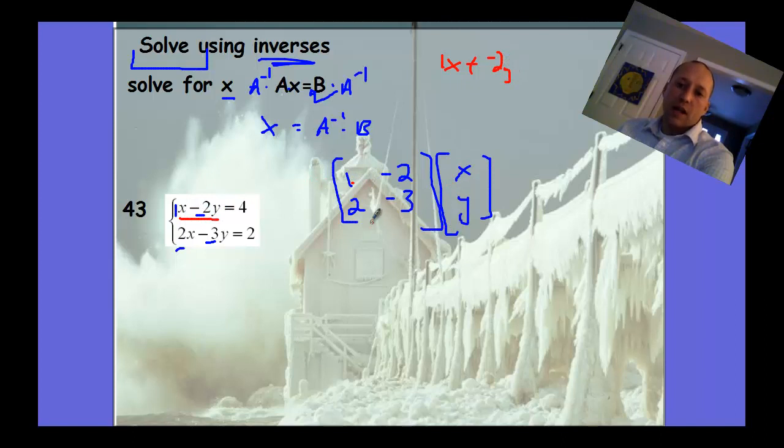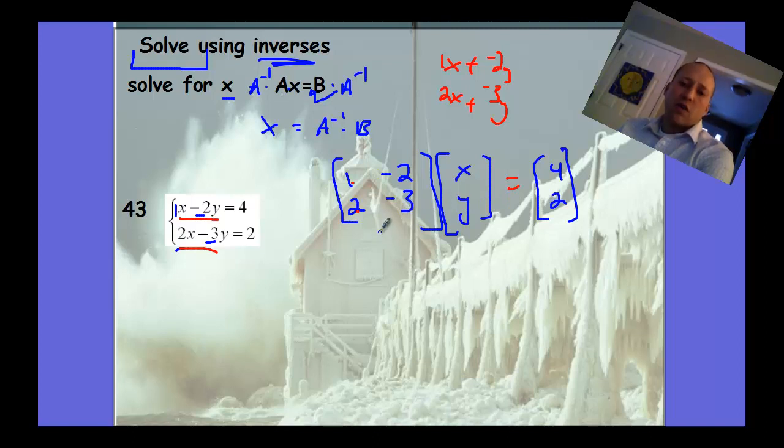It's the row by column, so 2 times x, 2x, plus negative 3 times y, negative 3y, is the same equation. So mathematically, if we multiply these matrices, you get the actual equations in the system. And it equals our solutions, or our constants, of 4, 2. So this is still mathematically true.